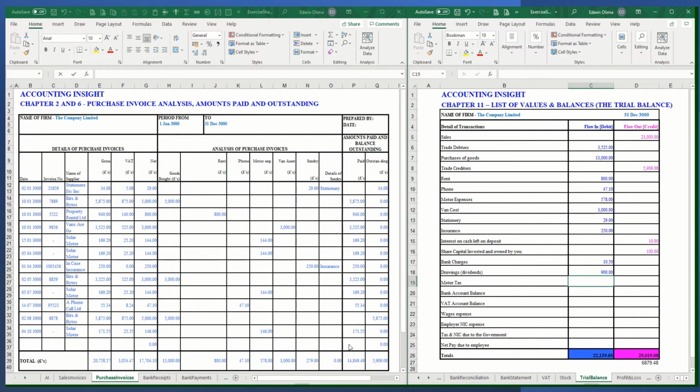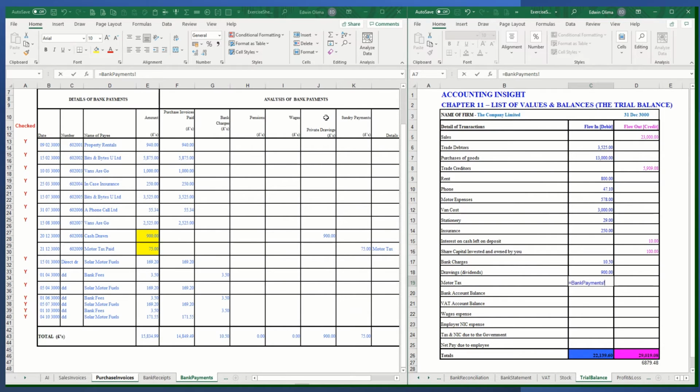And the next item will be motor tax. Again, this we didn't get an invoice for it, we just paid it direct from the bank, so you'll see in your bank payments analysis. Motor tax there, £75.